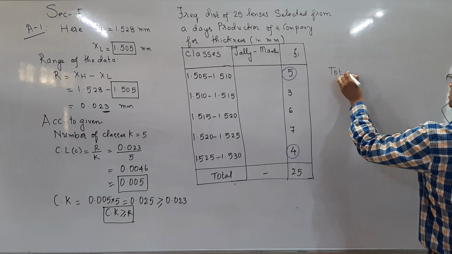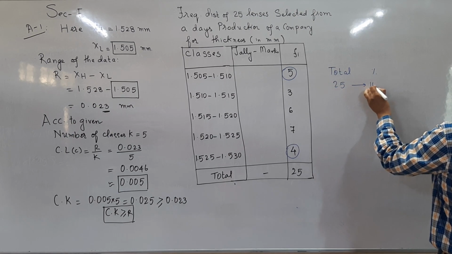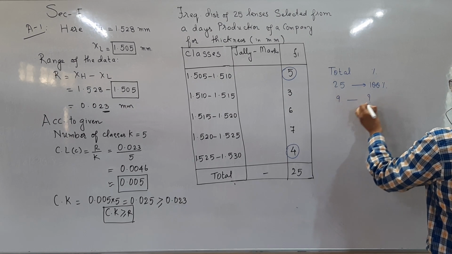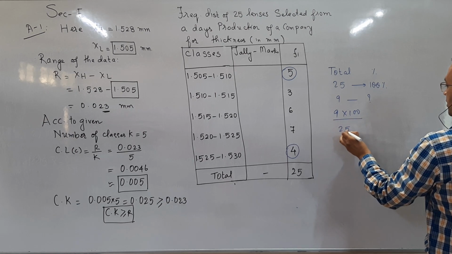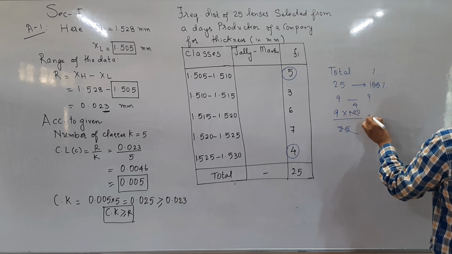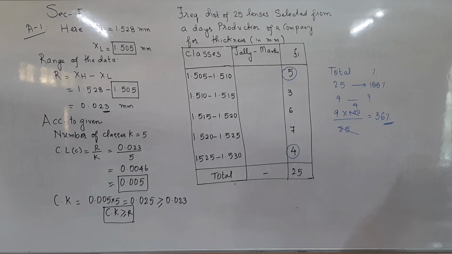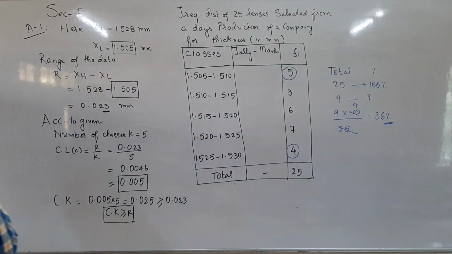Now percentage: total 25 is 100%. So 9 is how much? 9 into 100 divided by 25. 25 fours are 100. So the answer is 36%. What is the answer, students? 36%. Again, I am telling, we have to include 1.525, students.